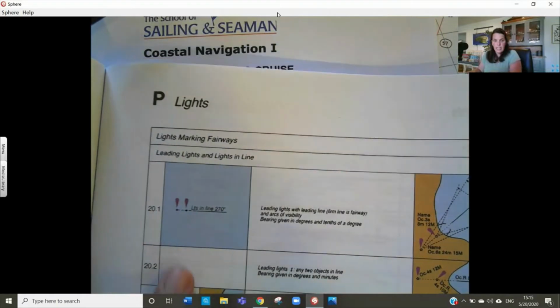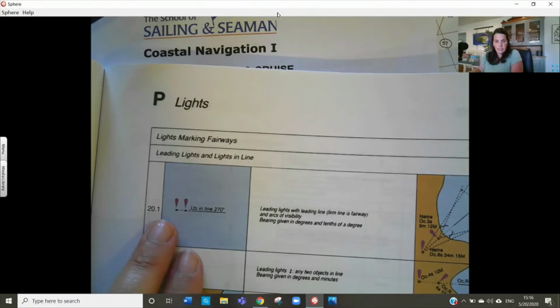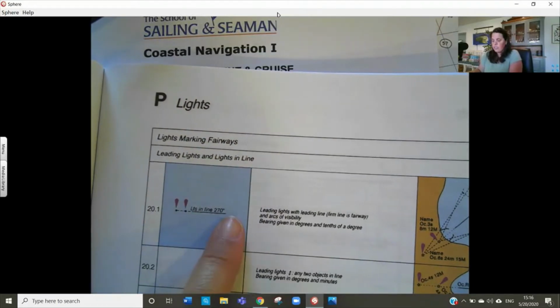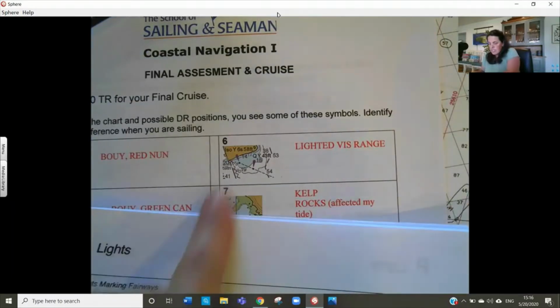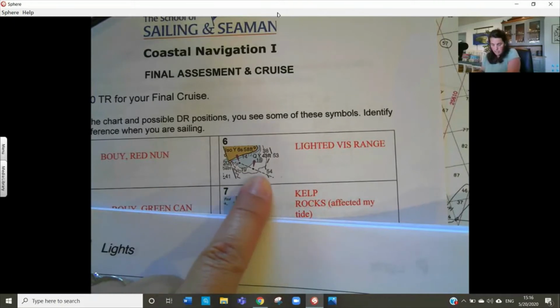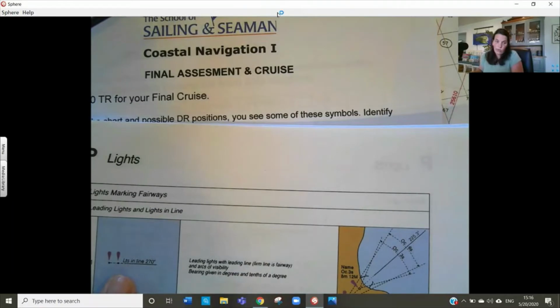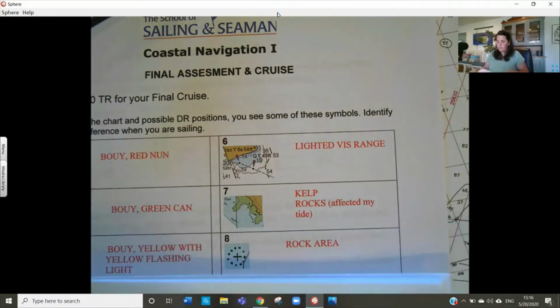And then I'm going to go over a couple pages, and I find this symbol, where it is a leading light with a leading line. So that is a range line, that if those lights are in line, then you would be steering, or the lights would be bearing 270. In this case, it doesn't tell us what the bearing would be, but it is a leading line or a range line, lighted visible range.